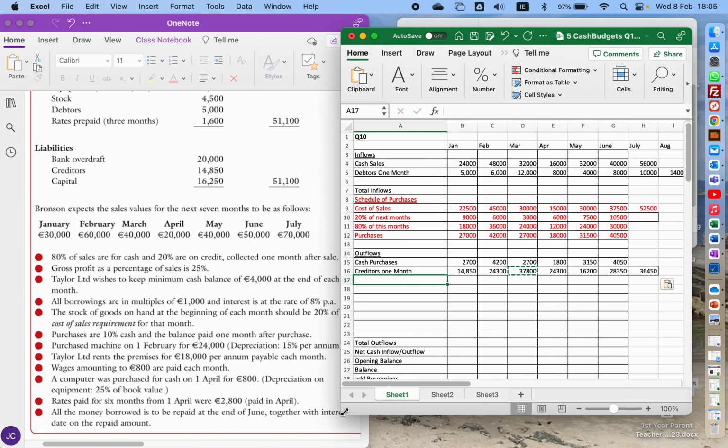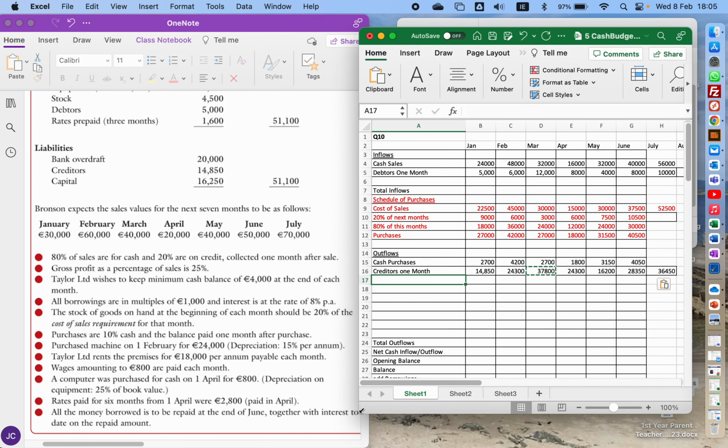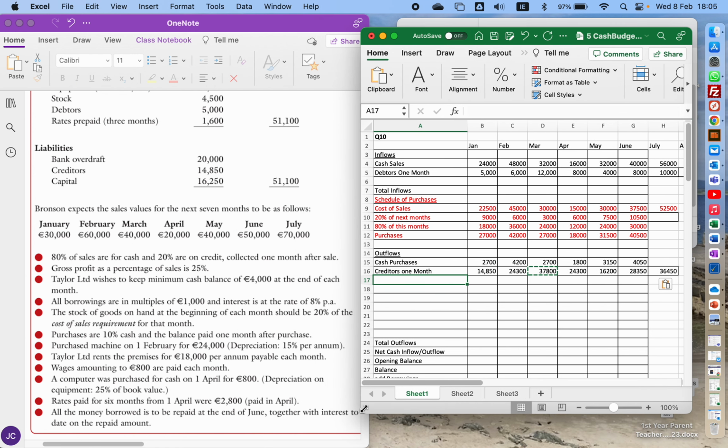I've worked out the rest of the figures there, including my creditors' figures. So I just want to finish off the rest of the numbers so we can sort out our loans, the ending of the document, which is a bit complicated. So we bought a machine. That's the next thing I have to deal with. And we bought a machine, 1st of February, 24 grand.